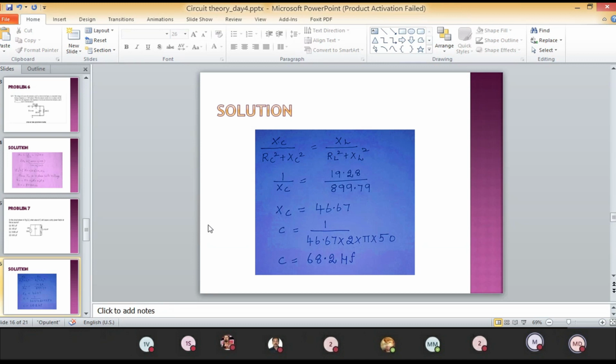For a parallel circuit, the magnitude of inductive reactance is equal to the magnitude of capacitive reactance. That is, XC by RC square plus XC square is equal to XL by RL square plus XL square. So from that we have found C.